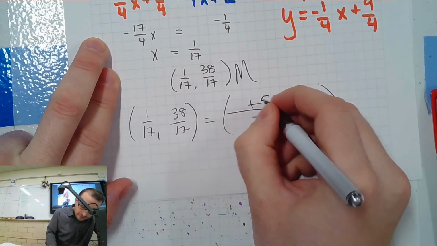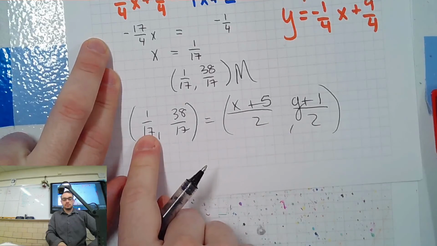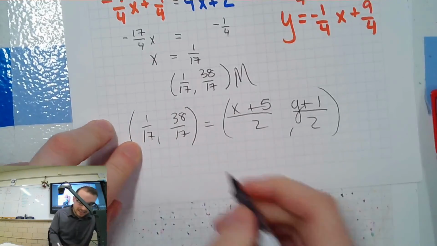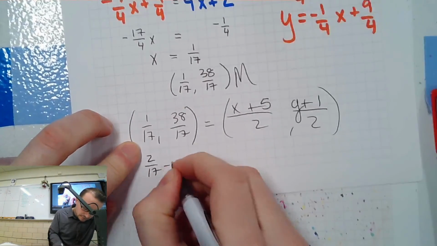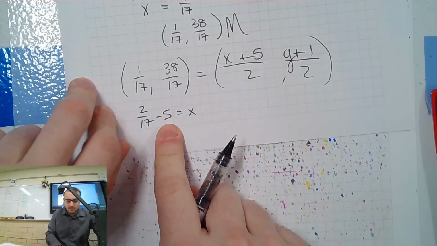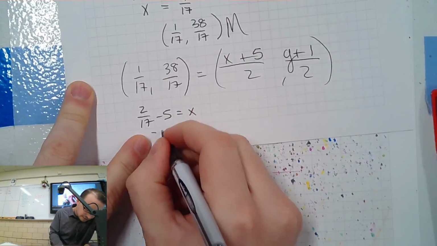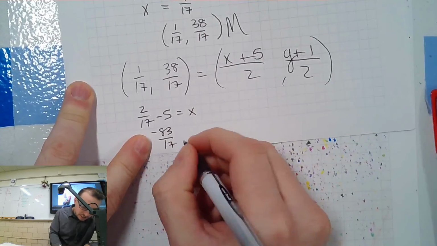A was 5, 1. Multiply by 2, 2/17. Subtract 5. How many 17ths in 5? Well, it's going to be 5 times 17, which is 85. So it's going to be -83/17. Woo! Good job, Taylor.